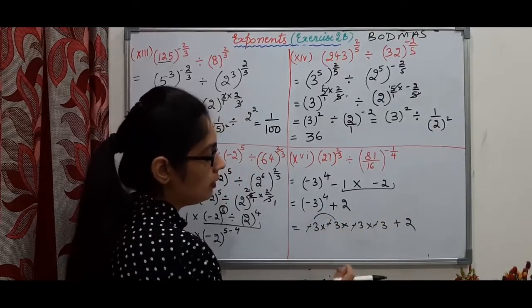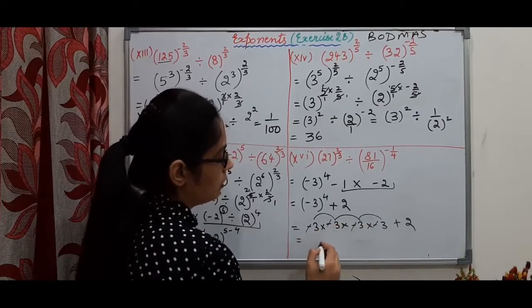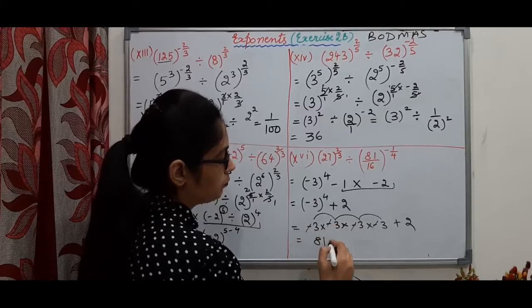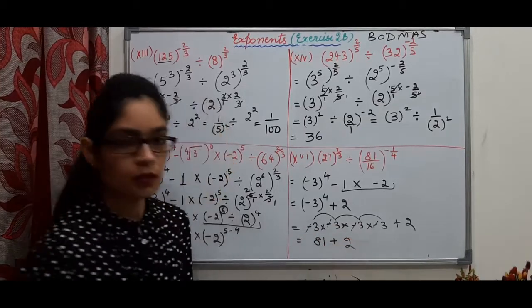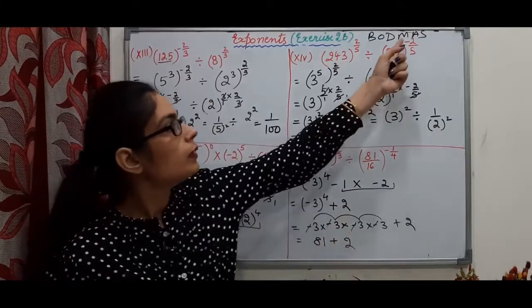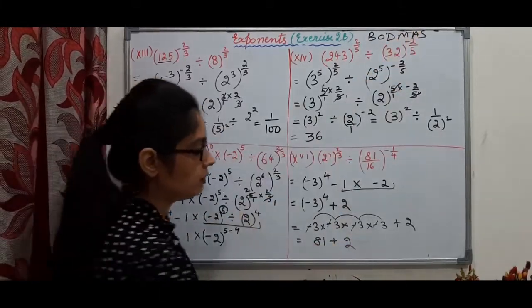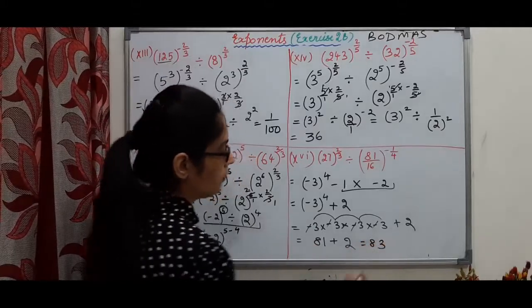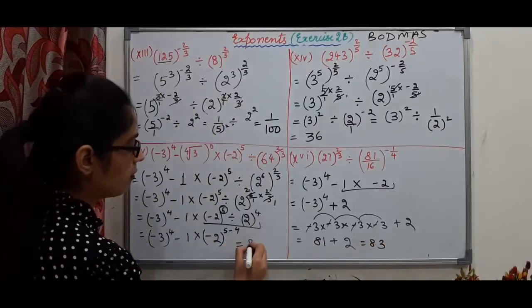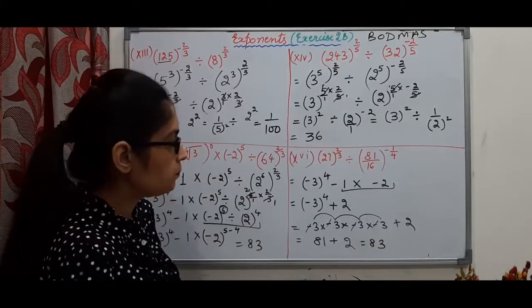So 3 into 3, 9, 9 into 3, 27, 27 into 3, 81, plus 2. See, first multiplication we have to do, then addition. So 81 plus 2, it's 83. So the answer of this is 83. I will write here. You can note down these steps.